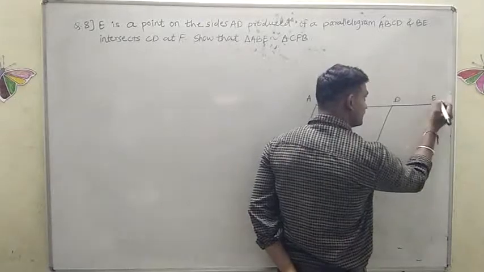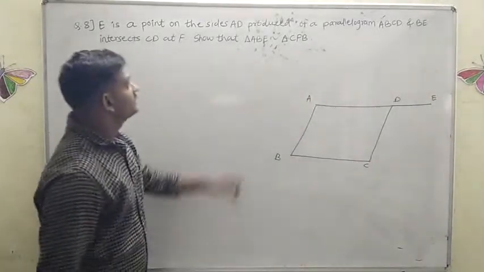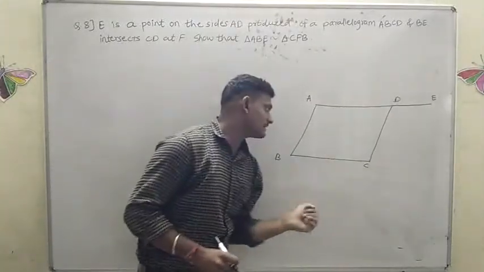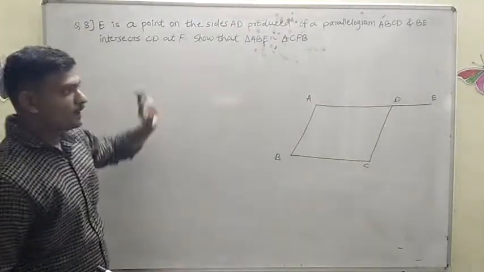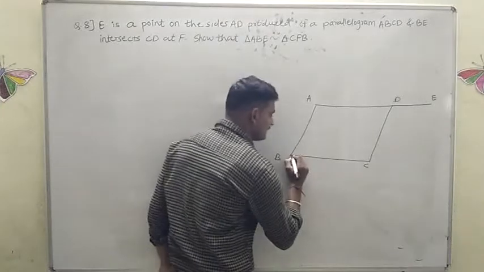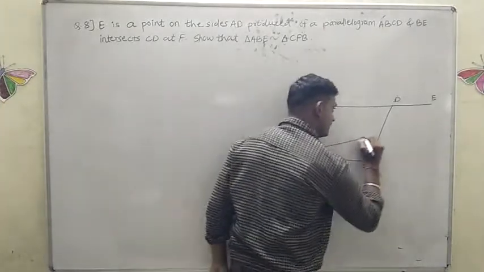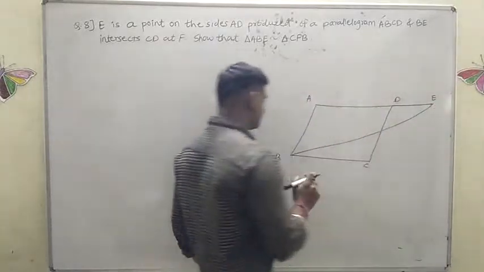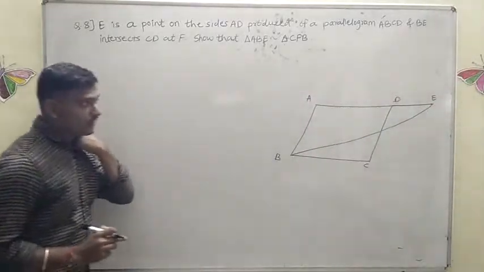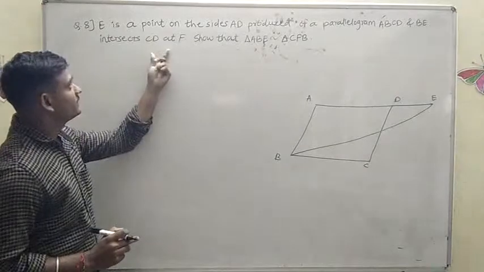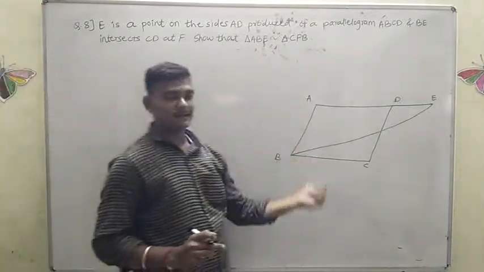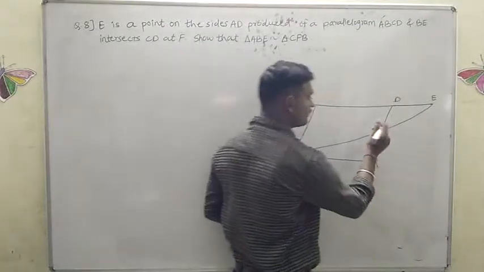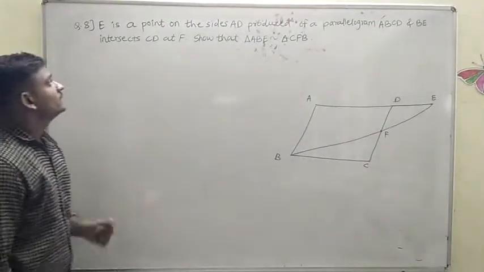E is a point on the side AD produced and BE intersects CD at point F. Therefore, we have to join BE also. Join BE. This BE line intersects CD at point F. This point of intersection is F.